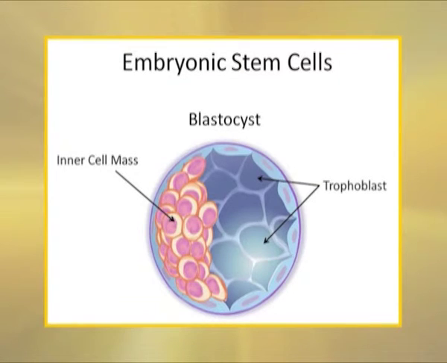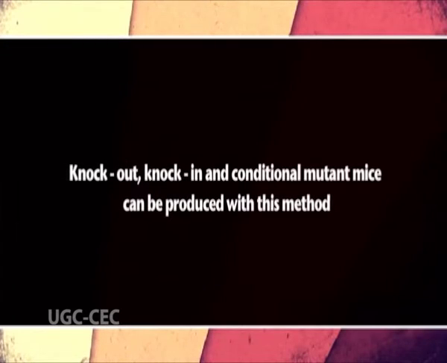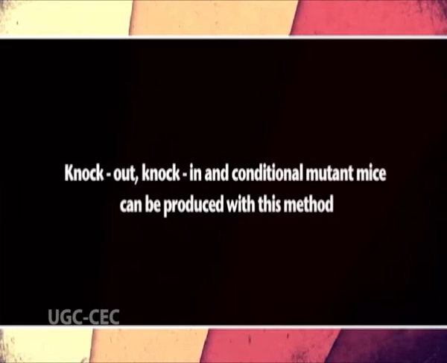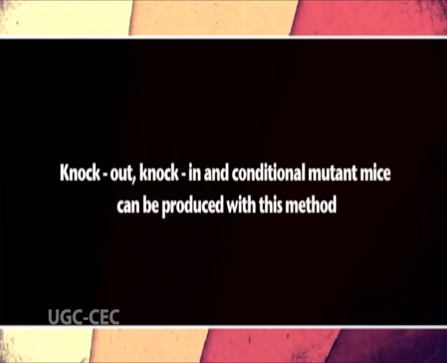Embryonic stem cells are derived from the inner cell mass of blastocysts. These cells are pluripotent, which means that they can develop into almost any type of tissue. Embryonic stem cells are used for more precise modifications of the mouse genome. This technique makes it possible to insert as well as remove or modify DNA sequences. Knockout, knock-in, and conditional mutant mice can be produced with this method.